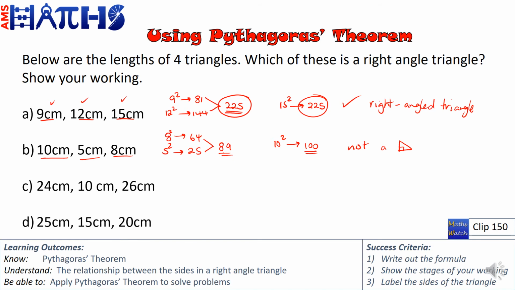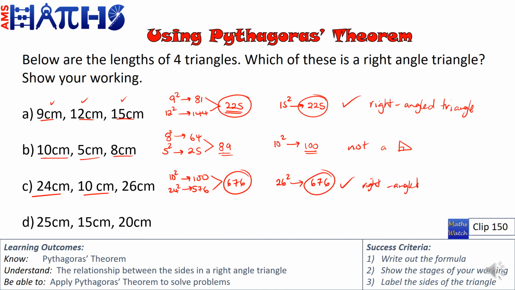Okay, let's check. Our 2 shorter sides are 10 and 24, so we need to do 10 squared, which is 100, and 24 squared. Alright, let's check that. 576. Then we need to add them together to get 676. Okay, then we need to square 26. So 26 squared is 676, and so we have a right angled triangle.